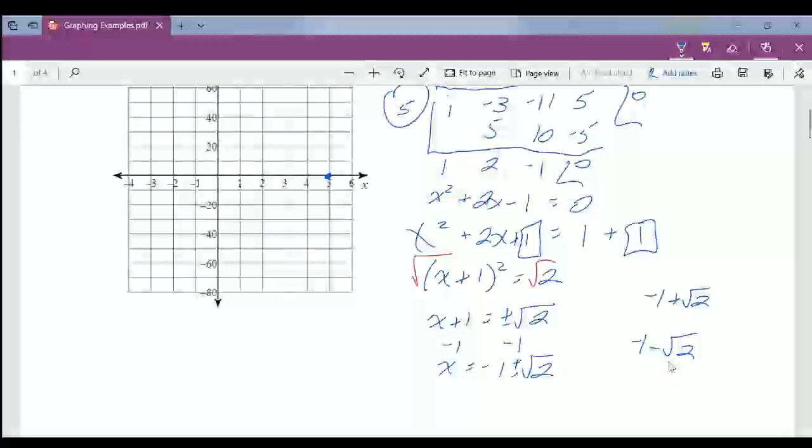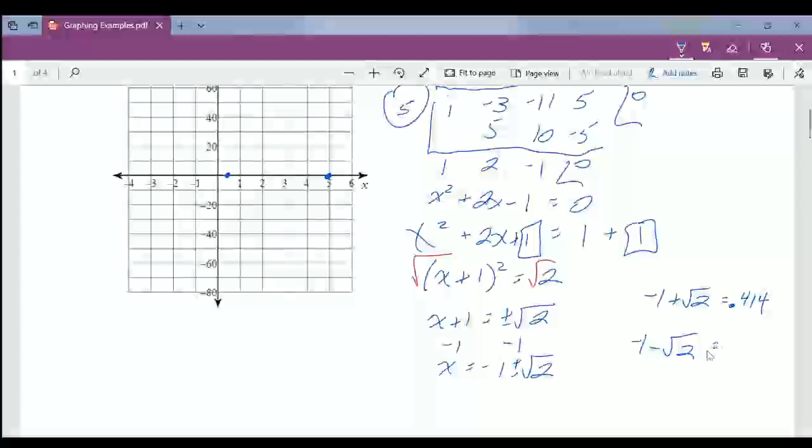So go ahead, type it into your calculator. This one right here, it's going to be about, let's see what it says, I'll say .414, okay? Basically, it's almost 1/2. So I would put that dot right about here. Okay, I'm just kind of ballparking it here. Graphing is not meant to be super precise anyway.